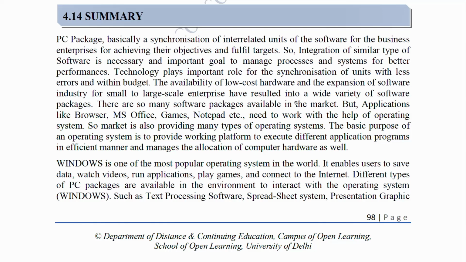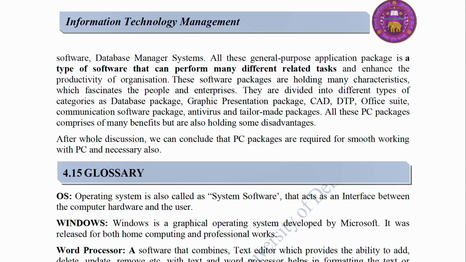Different types of PC packages are available in the environment to interact with the operating system, such as text processing software, spreadsheet systems, presentation graphic software, database manager systems. All these general purpose application packages are a type of software that can perform many different related tasks and enhance the productivity of the organization. These software packages hold many characteristics which fascinate people and enterprises. They are divided into different categories as database package, graphic presentation package, CAD, DTP, Office suite, communication software package, antivirus and tailor-made packages.